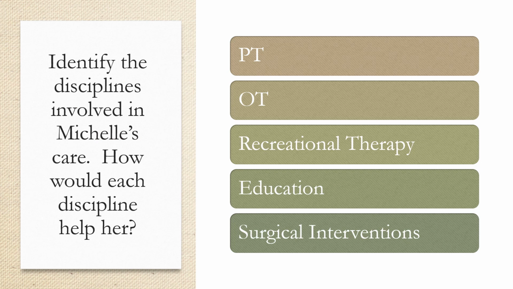Identify the disciplines involved in Michelle's care. How would each discipline help her? PT, that would help with her spasticity, her muscle issues. OT would be learning how to do daily activities along with recreational therapy. And that's kind of like a play therapy.